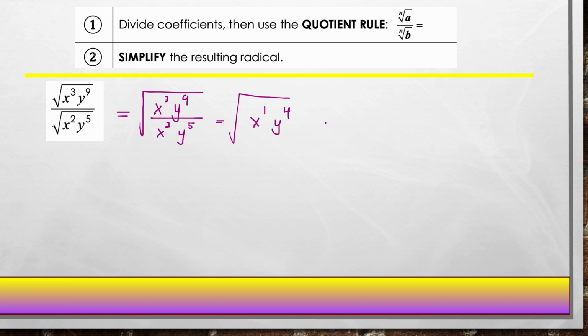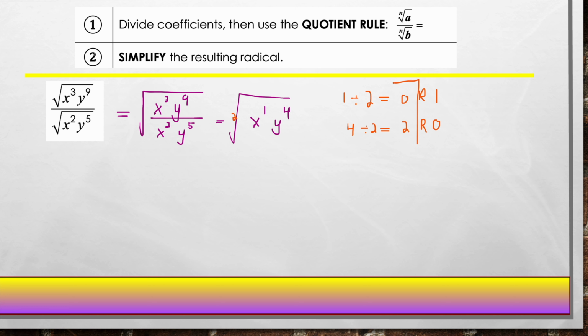And now you have to simplify the resulting radical. So this is the thing where you divide the exponent by the root. So in this case here, it's a square root. So we could take the exponents and divide it by 2. So 1 divided by 2 is 0, remainder 1. And for the y, 4 divided by 2 is 2, remainder 0.